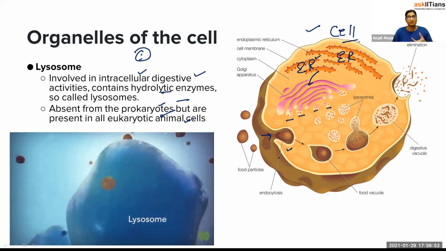Phagocytosis, I told you now. It is of two types, exocytosis and endocytosis. Endo means when something is coming inside. Exo means when something is going outside. So endocytosis is happening, and a food vacuole is formed. This is the food vacuole. I explained to you the types of vacuole. Then this food vacuole would react with the lysosome.